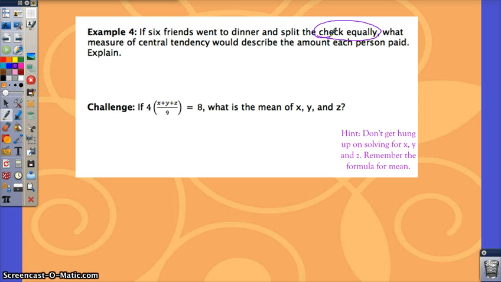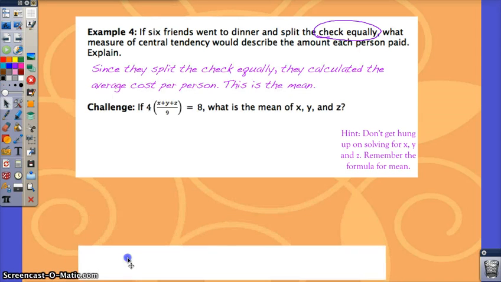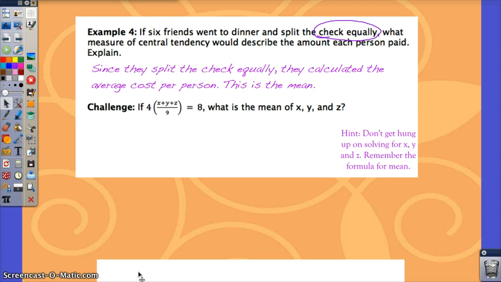And why is that? When we think about it, when we're splitting a check equally, they calculate the average cost per person, and that really is the mean because we have that average there. So by splitting the check among the number of people, that's just like adding up everybody's bill and dividing by how many people there are. That really is the mean.